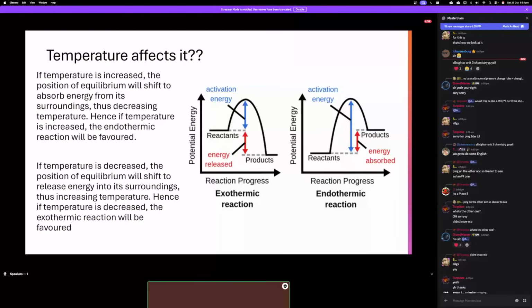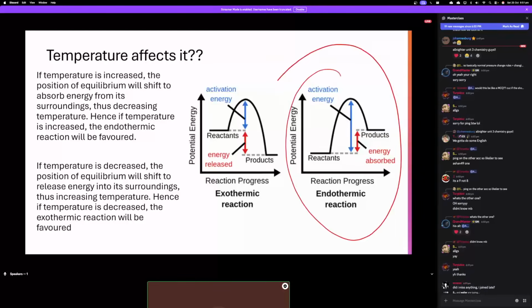Temperature. So we know that if I have a reversible reaction, one of them must be exothermic, the other one must be endothermic, even if they're slightly exo and slightly endo.